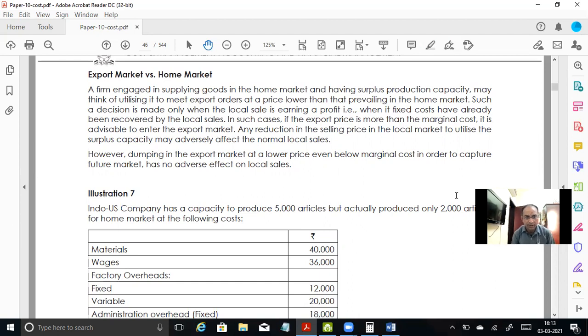Okay, what they are saying here is that suppose you are producing goods and selling in the home market. After selling the product in the home market, you have already covered your fixed cost, and you have extra surplus capacity to produce more. In that condition, suppose you get an export order, and the export price, which is the selling price you will charge, is lower than the local market selling price. Even in that condition, we can enter into the export market to make our place in the export sales.